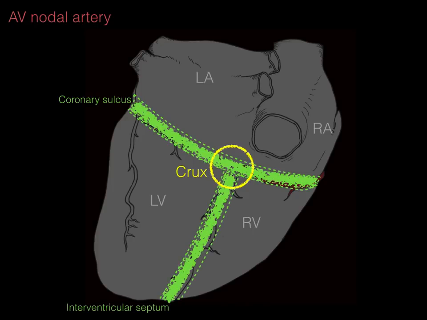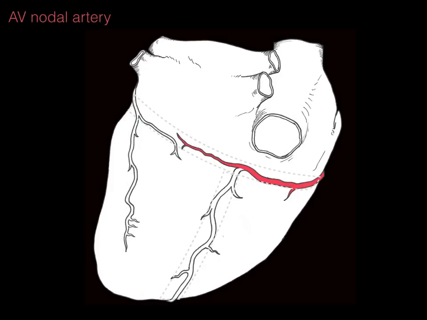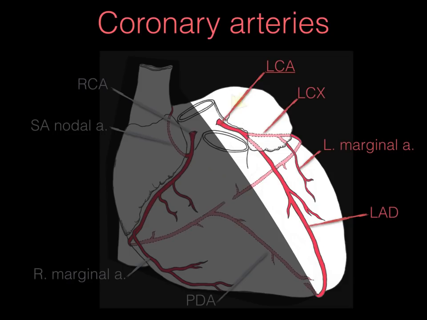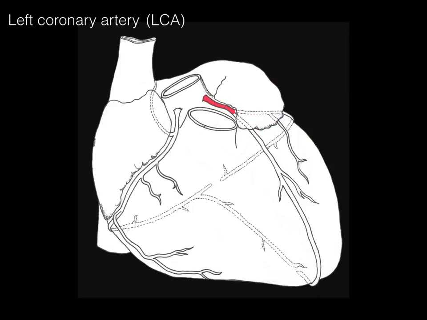And that forms a T-shape, also looks like a cross. Crux is cross in Latin. And look right at that crux, there's a little artery that comes off. At that crux, that is called the artery to the AV node, or the AV nodal artery. That's the nervous tissue, the conduction system, that takes the depolarization of the heart muscle from the atria down to the ventricles. All right, let's talk about the left coronary artery and its branches now.